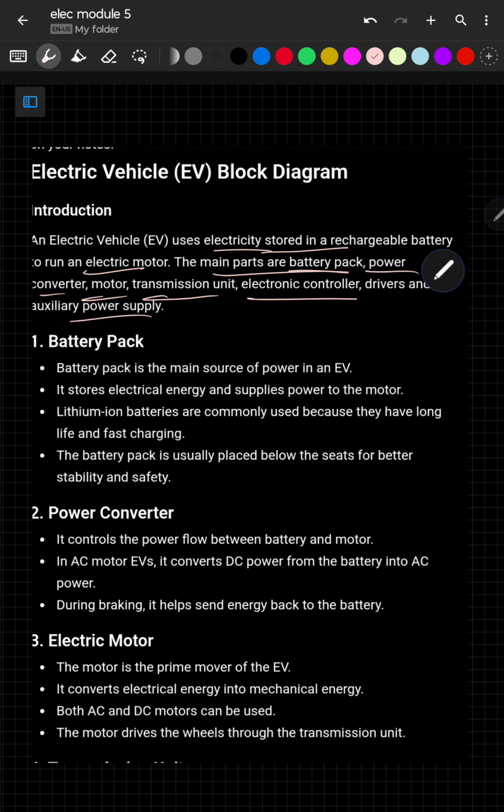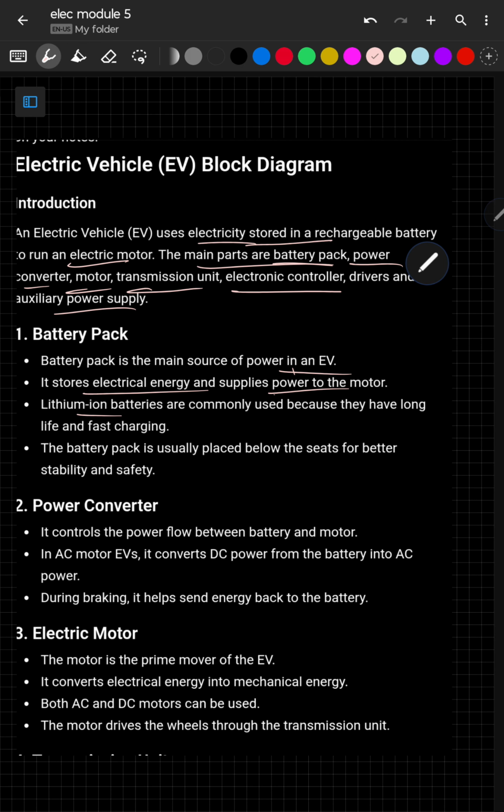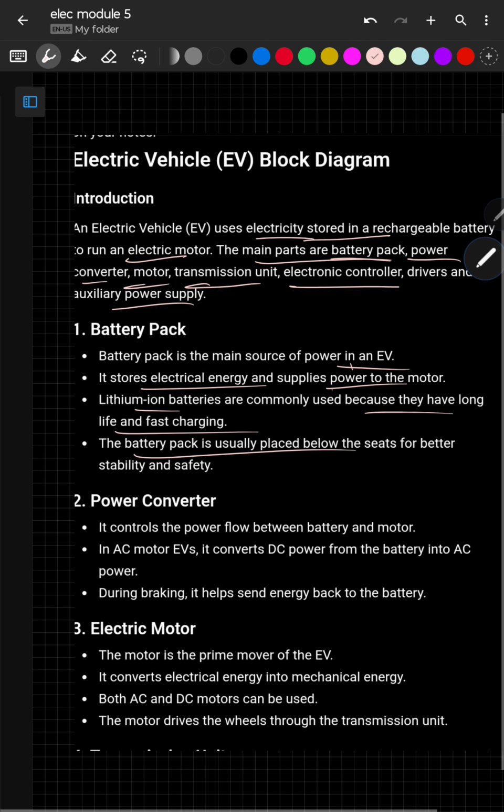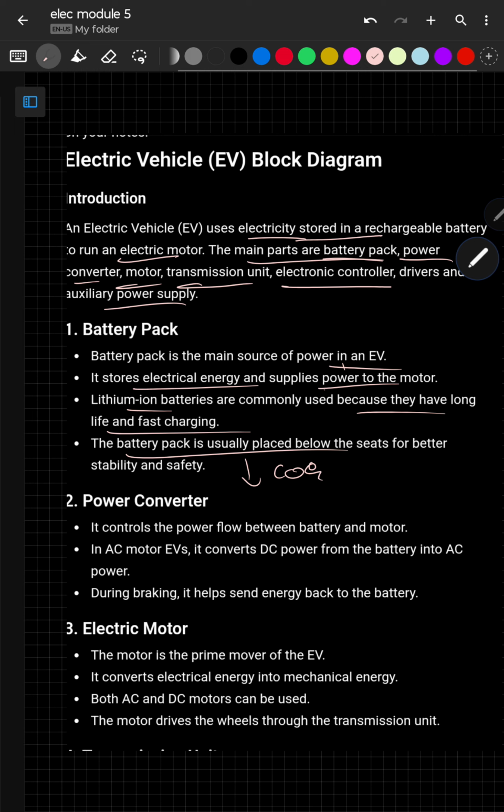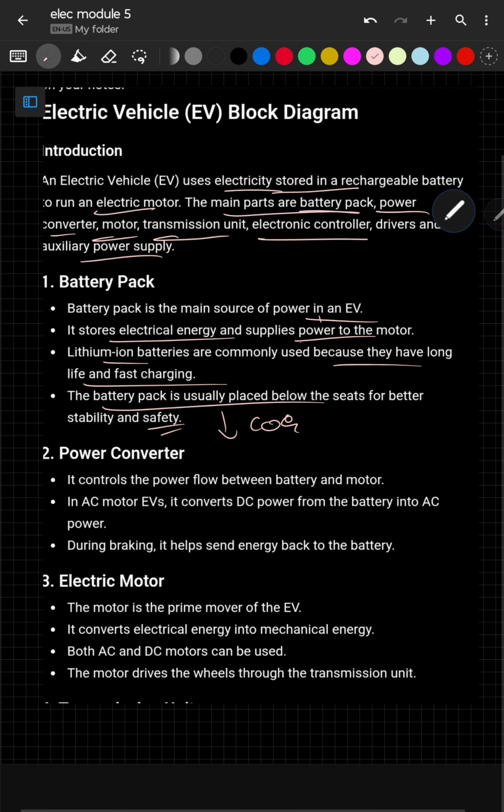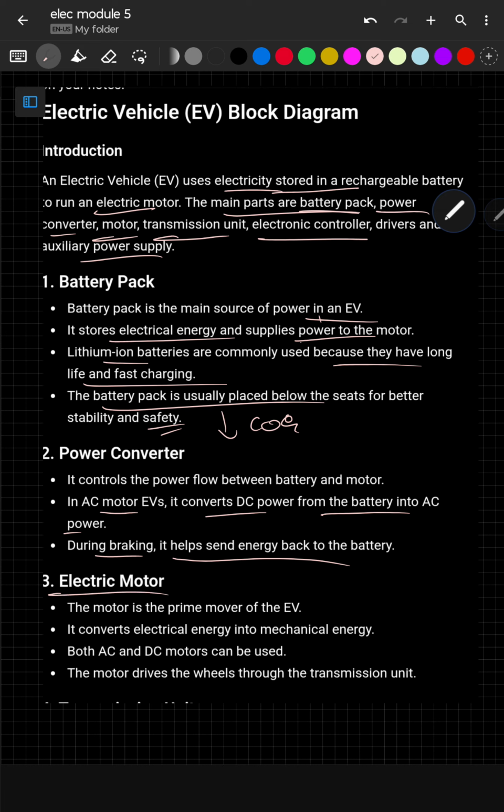Battery pack is the main source of power in an electric vehicle. It stores electrical energy and supplies power to the motor. Lithium-ion batteries are commonly used, long-lasting, fast charging. The battery pack is placed under the seats to reduce the center of gravity and for safety. Power converter controls the power flow between the battery and the motor. In AC motor EVs, it converts DC power from the battery to AC power. During braking, it helps send energy back to the battery.